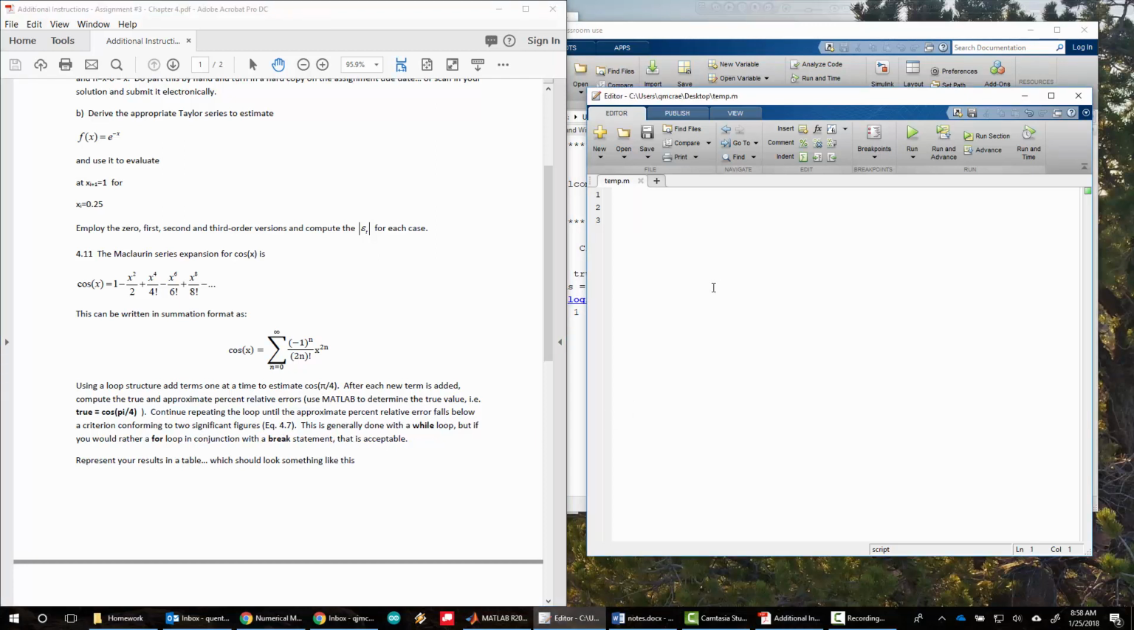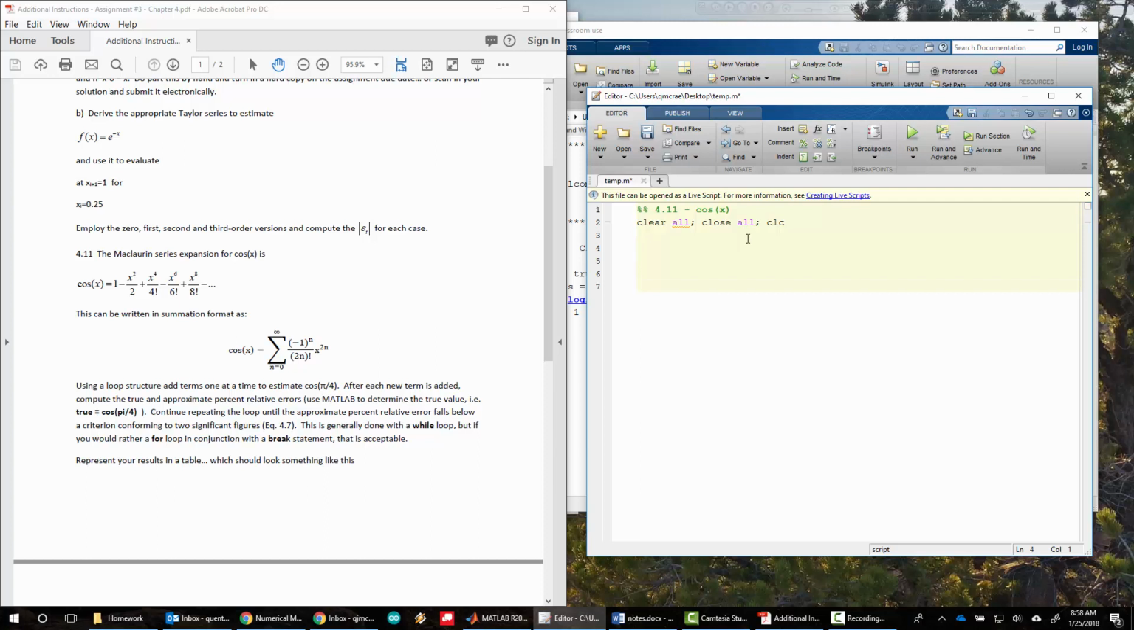So let's come in here. First off, the first thing that you want to do on all your problems is clear things out. We'll do this in a cell. This is problem 4.11, cosine of x. It's not magic. It just keeps you from having residual weird stuff floating around in your memory space. So that's good, get rid of that.